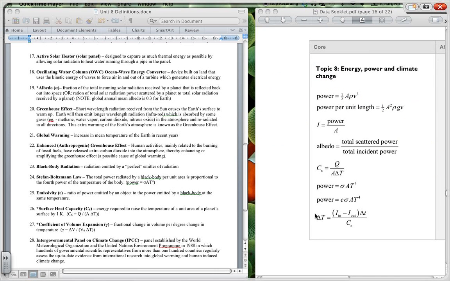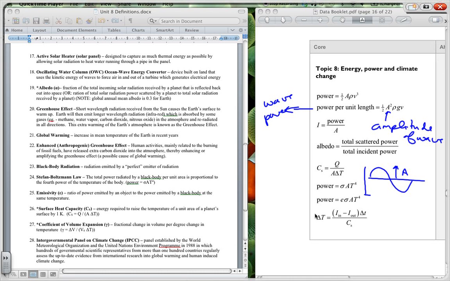Looking at our second formula here, this is dealing with wave power, where A here is the amplitude of the wave, and remember that amplitude is half the total wave. So if we've got a wave like this, and this is your equilibrium point, this is your amplitude here. It's the total amount divided by 2.